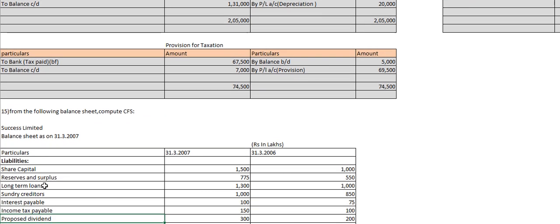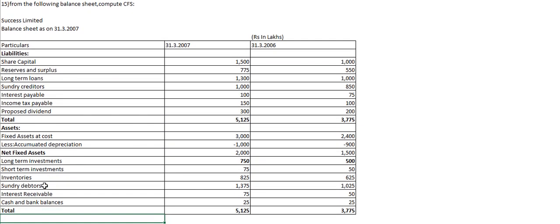Moving on to your next type of question, which is from the following balance sheet, compute the cash flow statement.